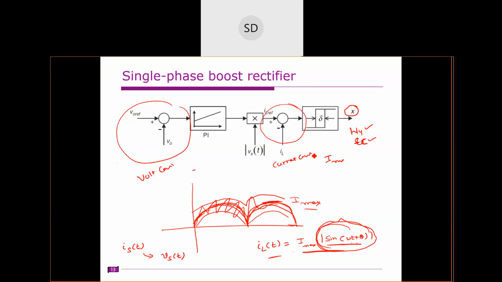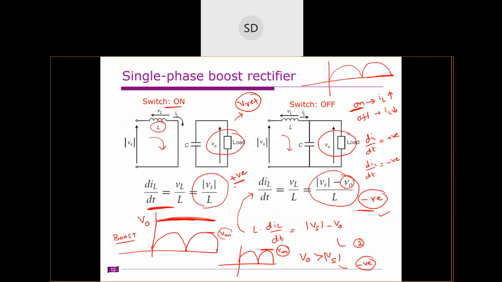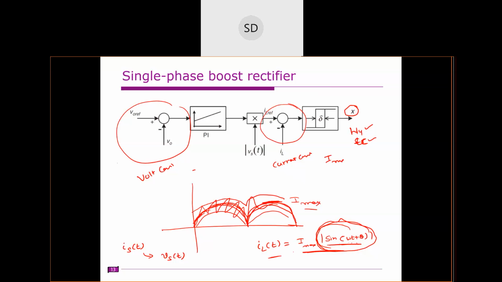Okay. So we are making the load voltage constant, and at the same time we are maintaining the current sinusoidal. Here, to maintain a constant voltage across the load, or a constant reference, as we already discussed, this reference must be greater than the peak of the source voltage. Only then will it work. That means it always operates in boost mode only.